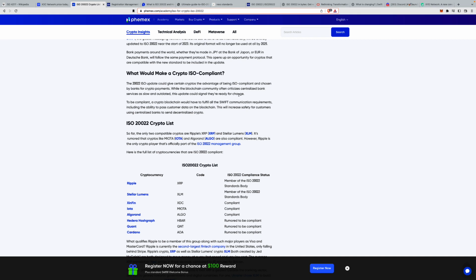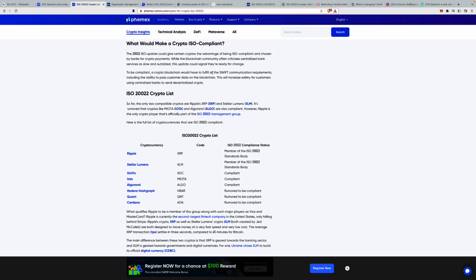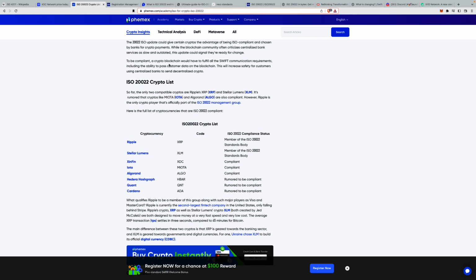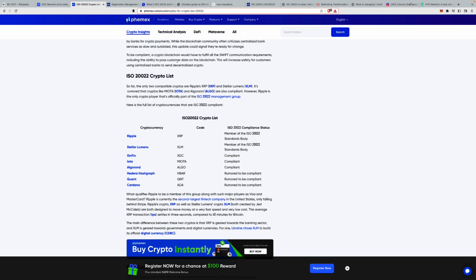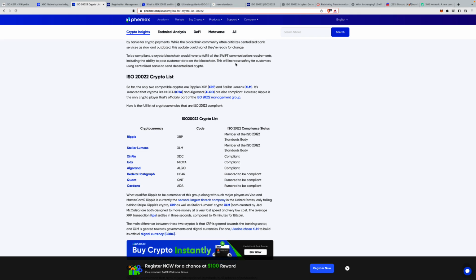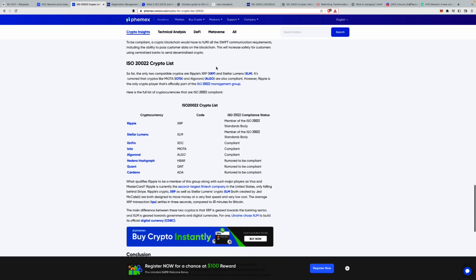While the blockchain community often criticizes centralized bank services as slow and outdated, this update could signal they're ready for change. To be compliant, a crypto blockchain would have to fulfill all the Swift communication requirements, including the ability to pass customer data on the blockchain. This will increase safety for customers using centralized banks to send decentralized crypto.